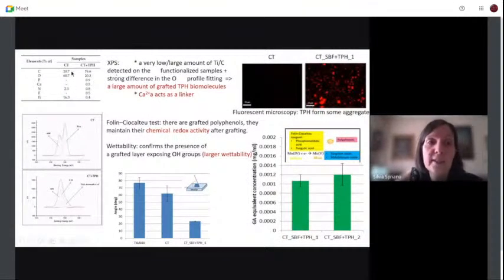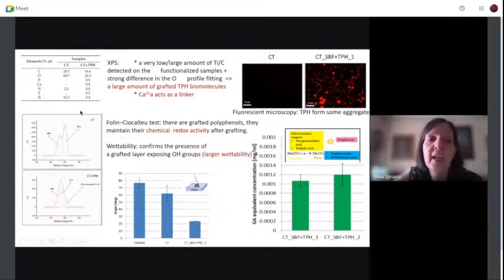If you make just the XPS analysis, you can see that the amount of carbon after functionalization with polyphenols is larger. So you have carbon that is the main element of the polyphenols. You have a lower amount of oxygen because you are covering the titanium oxide. And you can see that the XPS analysis is not able to detect titanium because of the thick layer of polyphenols on the surface. And you can see also the presence of calcium because of the mechanism I described to you.